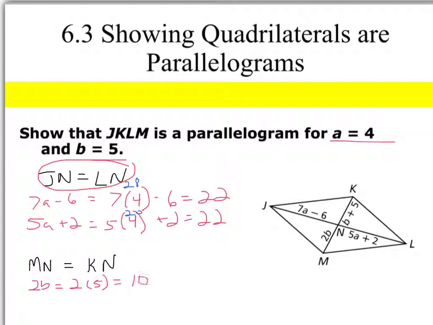which is 10. What is KN? KN is going to be b plus 5. What is b plus 5? That is 5 plus 5. What is 5 plus 5? 10. So if we look at this, we have 10 and 10. We know that MN is going to be equal to KN, which proves if JN is equal to LN, this is equal to this, MN is going to be equal to NK, okay, or KN.